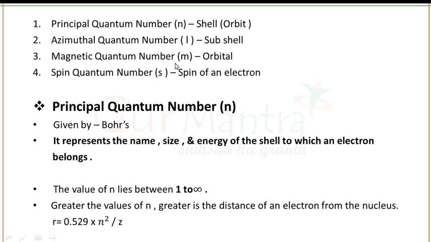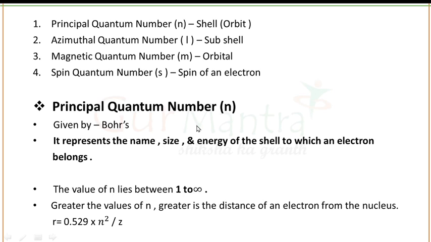Let's take a brief look at all these quantum numbers. As you know, number one is the principal quantum number. This is represented by small n, and this principal quantum number was given by Niels Bohr. Principal quantum number represents the size and energy of the shell to which an electron belongs. The value of n could be between 1 to infinity. It cannot be a fractional value, it cannot be a decimal value. It must be a whole value.